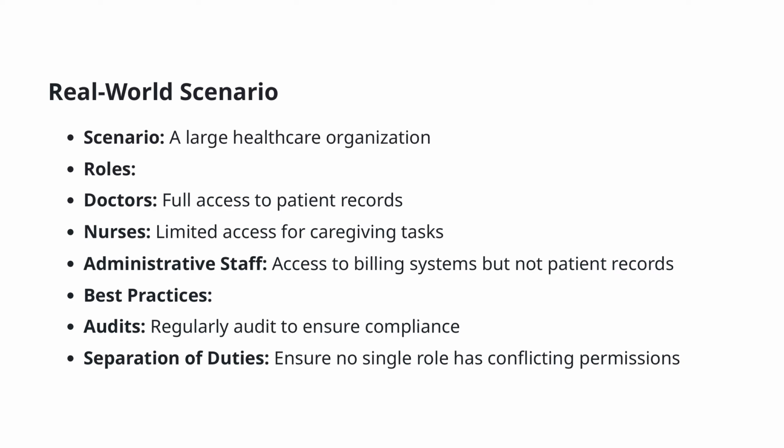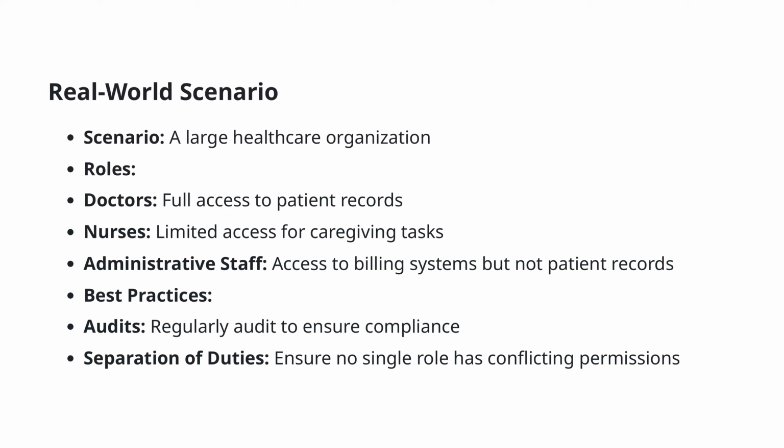In this real-world scenario, we examine a large healthcare organization to illustrate how role-based access control, RBAC, can be effectively implemented. Here, roles are clearly defined to ensure secure and appropriate access to sensitive information. Doctors have full access to patient records, allowing them to provide comprehensive care. Nurses, on the other hand, have limited access tailored specifically for caregiving tasks, which maintains patient privacy. Administrative staff are given access to billing systems, but are restricted from patient records to protect confidential medical information.